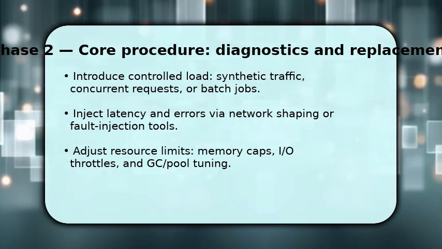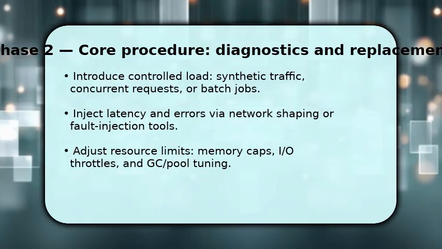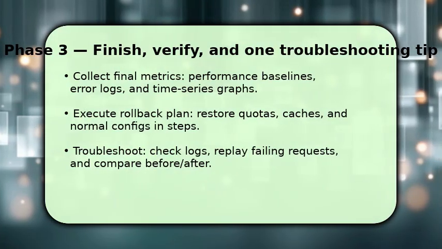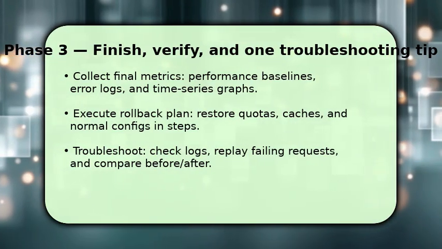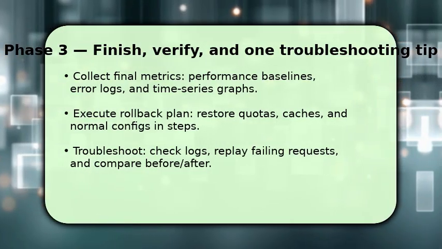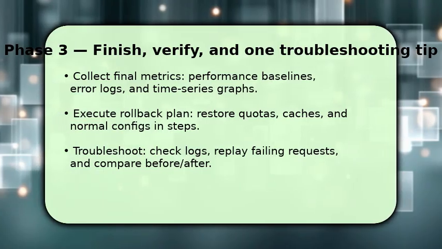You finish by verifying the degraded state. Capture performance baselines, error logs, and time series graphs for CPU, latency, and throughput. Once recorded, execute your rollback plan in controlled steps. Restore quotas, cache sizes, and thread pools while observing metrics.